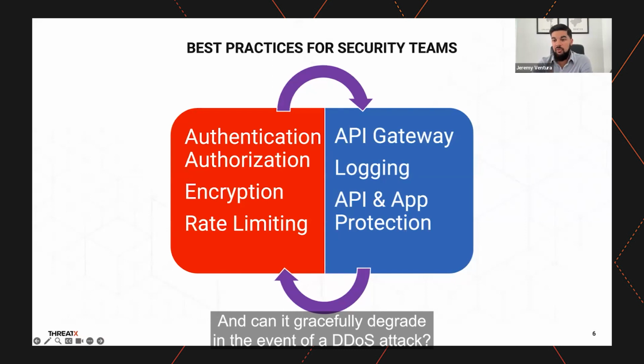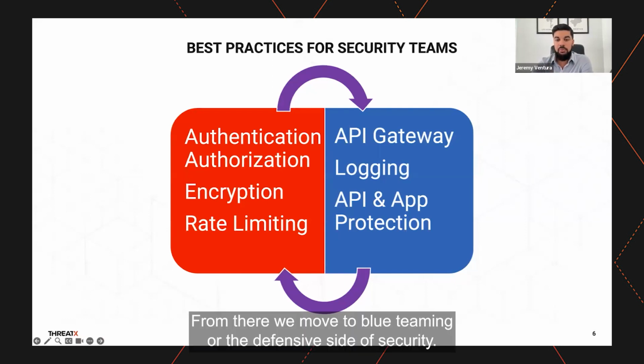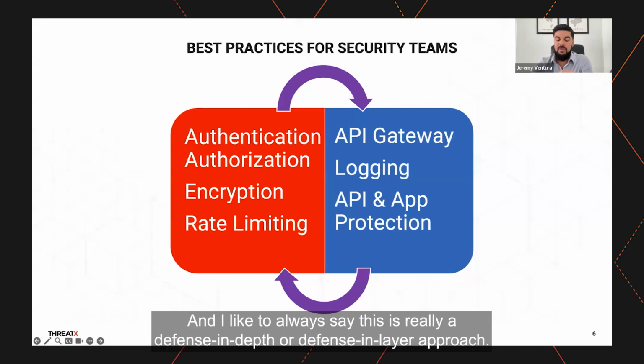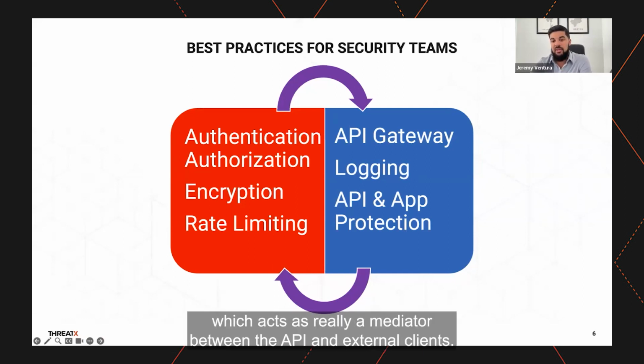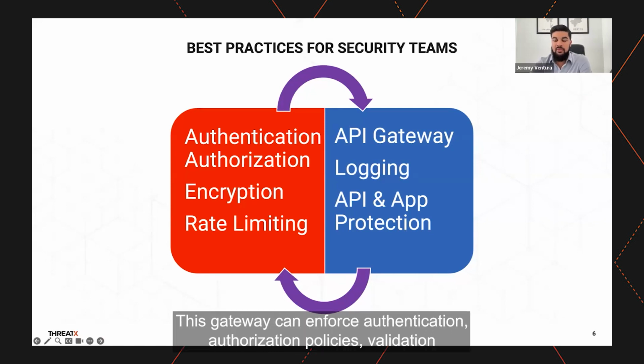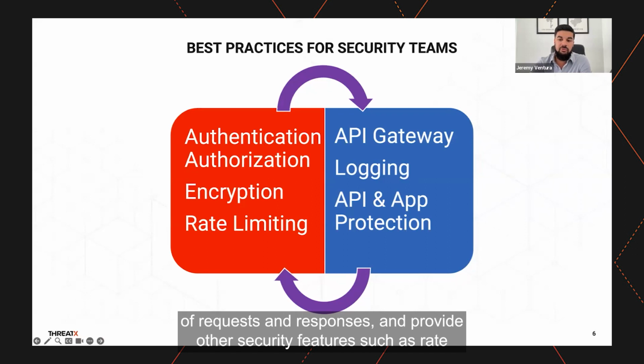And can it gracefully degrade in the event of a DDoS attack? From there, we move to blue teaming, or the defensive side of security. And I like to always say this is really a defense in depth, or defense in layers, approach. API gateways are one approach to use, acting as a mediator between the API and external clients. This gateway can enforce authentication, authorization policies, validation of requests and responses, and provide other security features such as rate limiting and throttling, as we mentioned from the red teaming side.